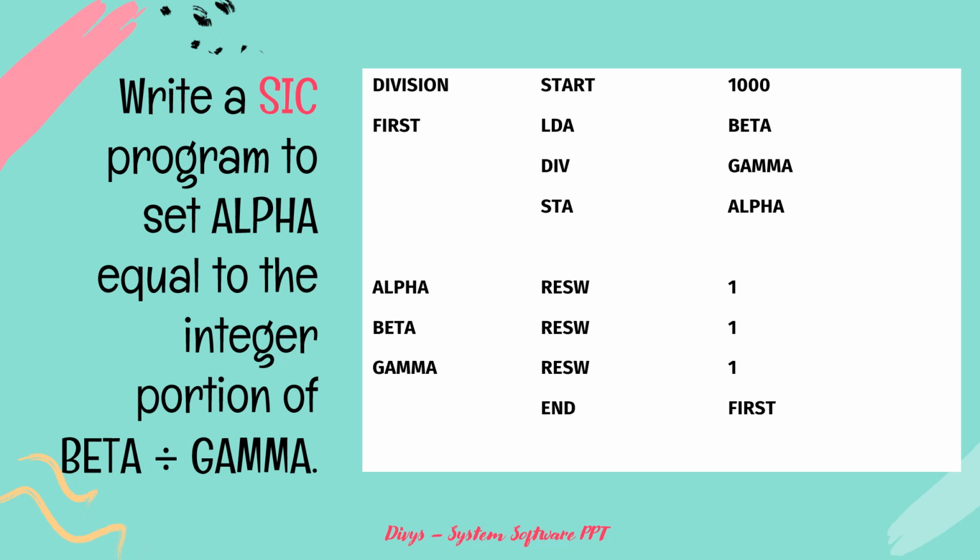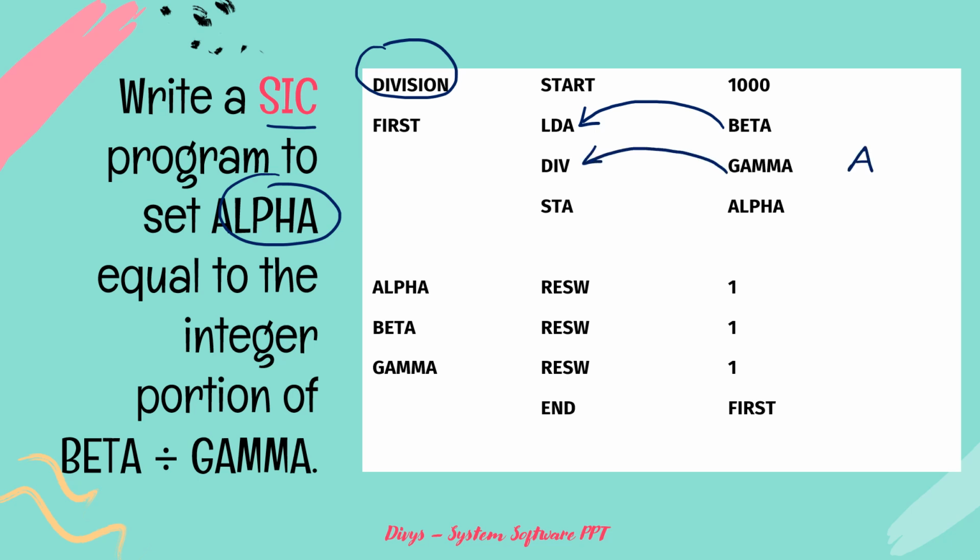Next, we need to write a SIC program to set alpha equal to the integer portion of beta divided by gamma. That is, we need to store the quotient inside alpha. For that, we have given the name of the program as division. Now what we are doing is we are copying the value of beta into the accumulator and we are dividing it by gamma. The result would be there in the accumulator and we are just storing that value inside alpha. So we have the quotient of that in alpha.